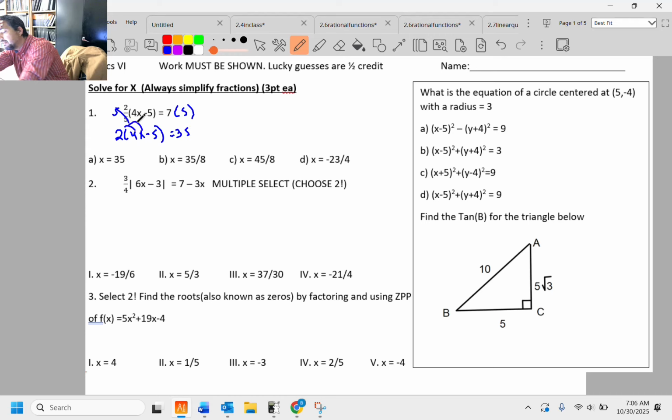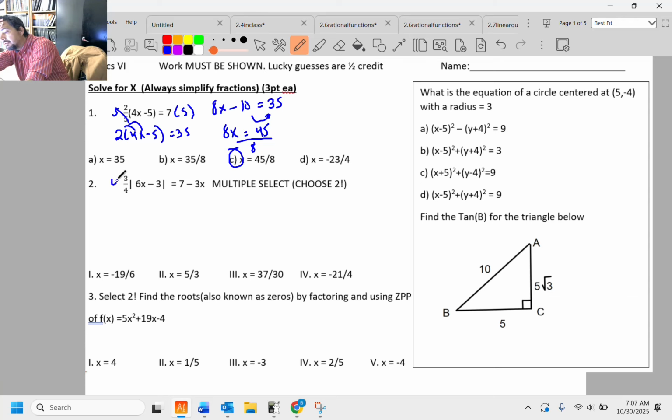The easiest thing to do here is just distribute that 2 now. 8x minus 10, still equal to 35. We're going to add 10, so 8x is 35. Oh, sorry, not 35. Wake up, Milbrath. 45, right? And then we're just going to divide out that 8. So 45 eighths.